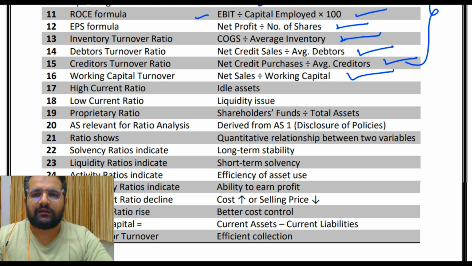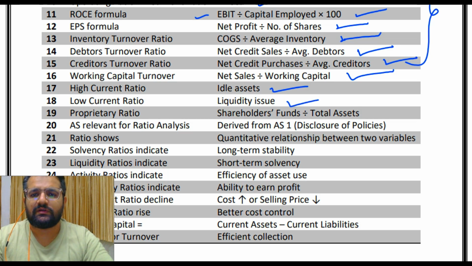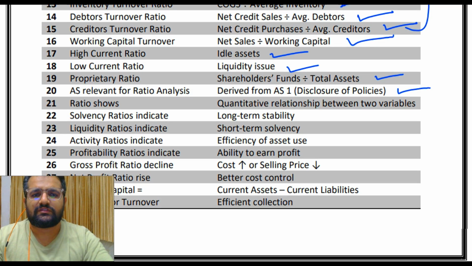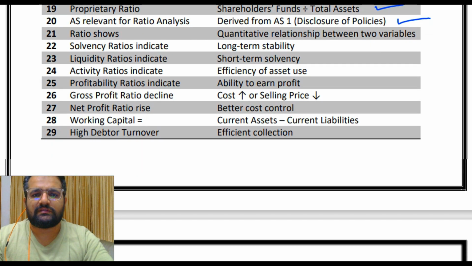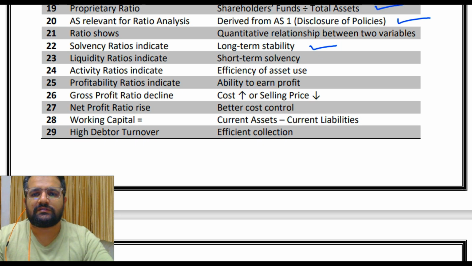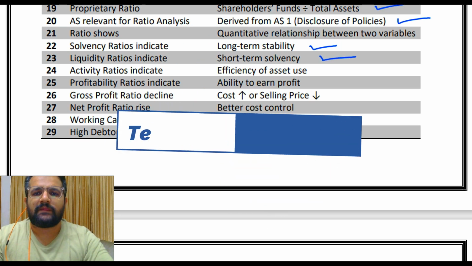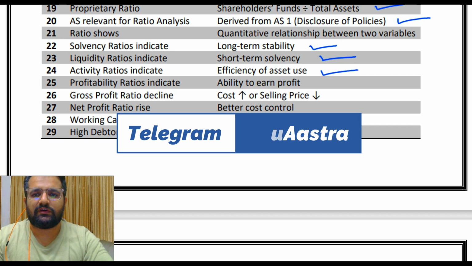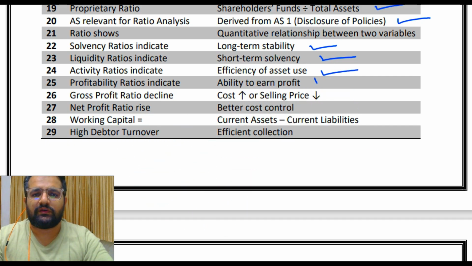Then high current ratio, idle asset. Low current ratio is liquidity issue. Proprietary ratio: shareholders fund divided by total assets. Accounting standard relevant for ratio analysis is AS1, disclosure of policies. Then ratio shows quantitative relationship between two variables. Solvency ratio indicates long-term stability. Liquidity ratio indicates short-term solvency. Activity ratio indicates efficiency of assets use. Profitability ratio indicates ability to earn profit.